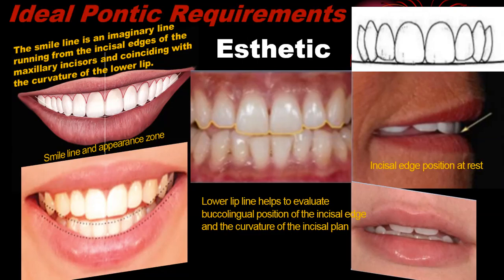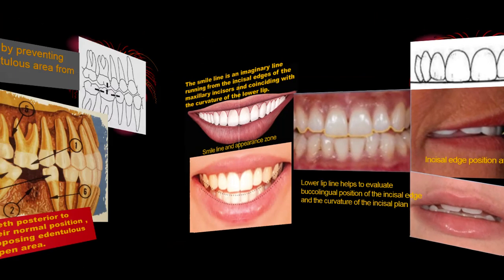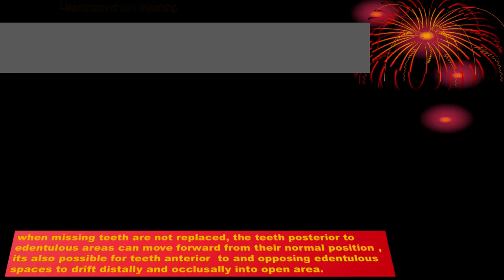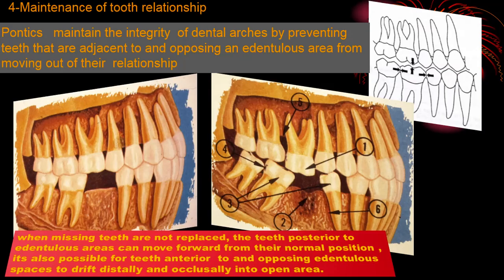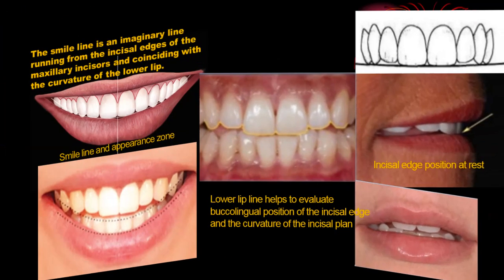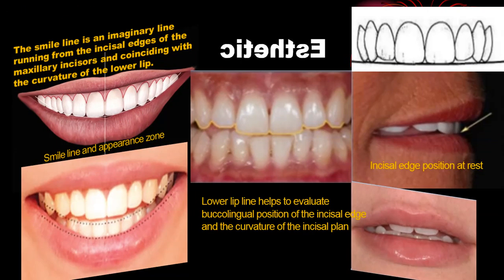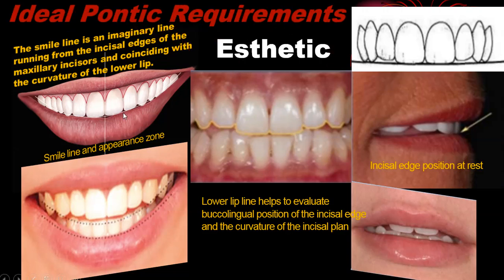Requirement, ideal pontic requirement, we have the aesthetic. طبعا aesthetic important لما tooth is lying in the appearance zone. لما نقول appearance zone معناها الزون in which the tooth can appear to the viewer. يعني لما أنا أشوف المريض the teeth appear to me، هذا هو appearance zone. The deciding factor for appearance zone is smile line, lip line, upper lip line مثل ما نشوف.